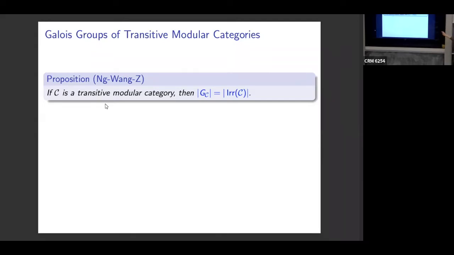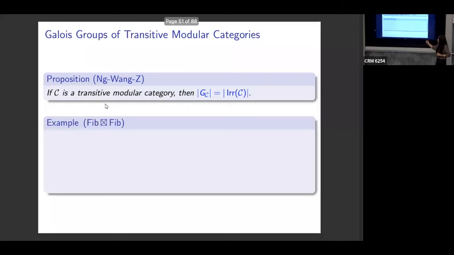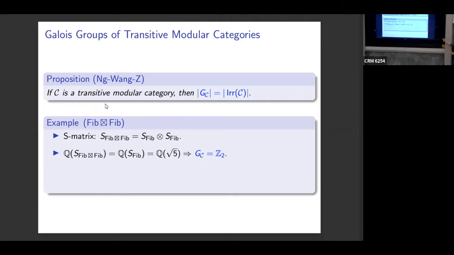This result also gives us a criterion for checking whether a modular category is transitive or not. Let's take a look at an example. Let's consider Fibonacci tensored with itself. The S matrix is just the Kronecker tensor product of the matrices. Q adjoining the entries of Fib tensor Fib is the same as Q adjoining square root of 5, so we know that the Galois group is Z2.